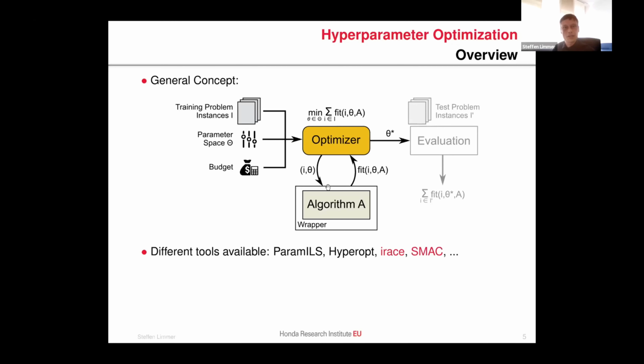And in order to evaluate a certain parameter setting on a training instance, it calls the algorithm. More precisely, usually some kind of wrapper has to be provided, which calls the algorithm and computes the actual fitness, for example, measures the runtime. And when the budget is reached, the optimizer outputs a hopefully optimal parameter setting. And since we want this parameter setting to perform well also on unseen problem instances, not only on the training instances, the resulting parameters are then usually evaluated on a set of test problems. And there are different tools available which can be used here for the parameter optimization. And as already mentioned, we use the two popular tools, irace and SMAC.